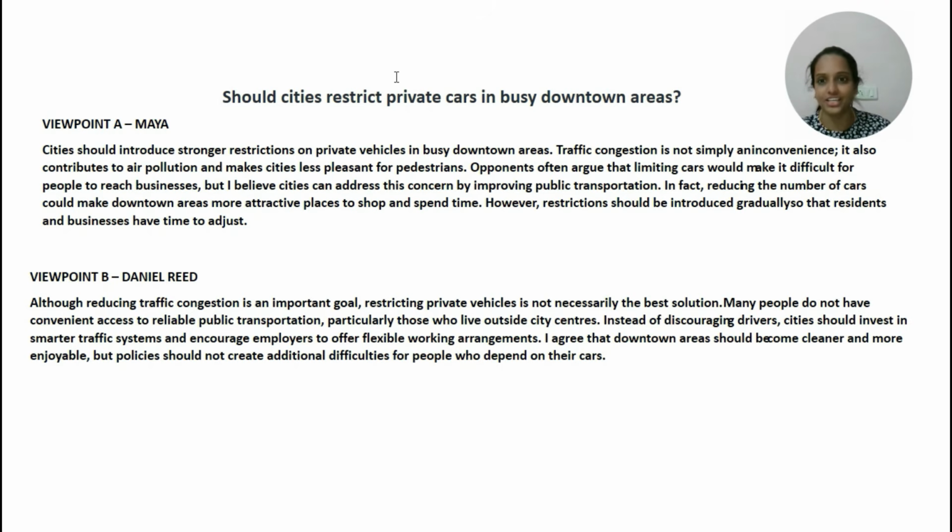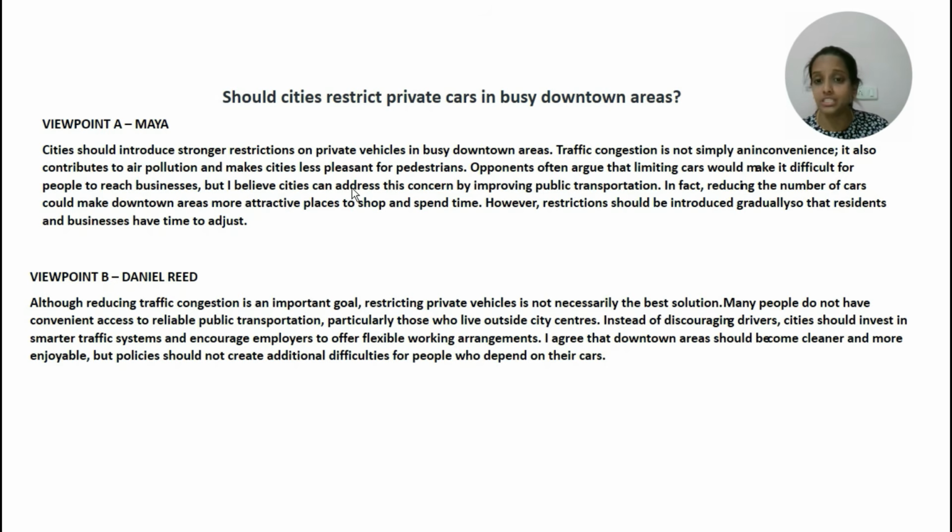Ready? Okay. Now, Maya is saying that cities should introduce stronger restrictions on private vehicles in busy downtown areas. Traffic congestion is not simply an inconvenience, it also contributes to air pollution and makes cities less pleasant for pedestrians. Opponents often argue that limiting cars would make it difficult for people to reach businesses.